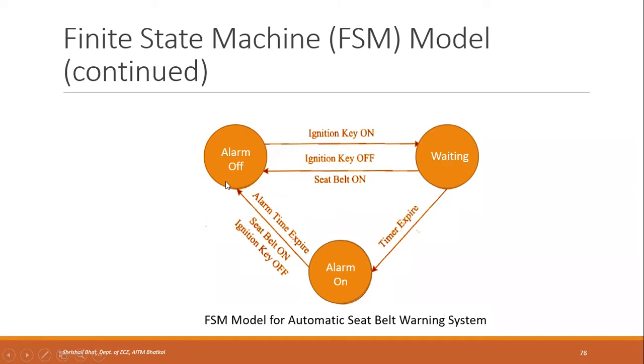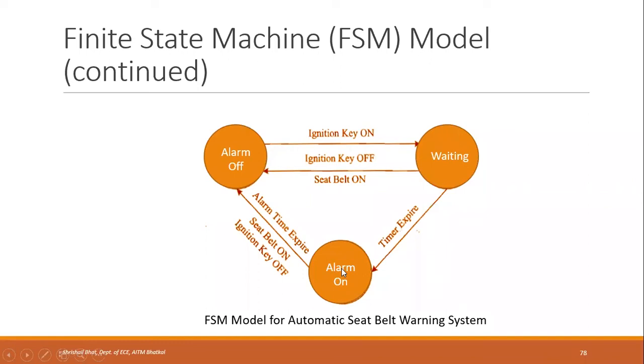That means the alarm has not yet turned on. If the driver puts on the seat belt within 10 seconds, the alarm will not turn on, it will go back to alarm off state. But if for 10 seconds the driver has still not put on the seat belt or the ignition key is still on, then the timer will expire. That means after 10 seconds it will go to alarm on state. In alarm on state, the alarm will be on, making sound for 5 seconds.